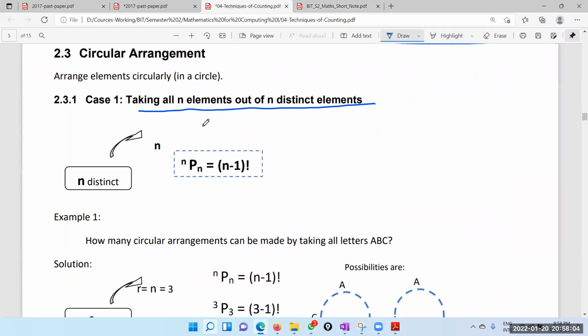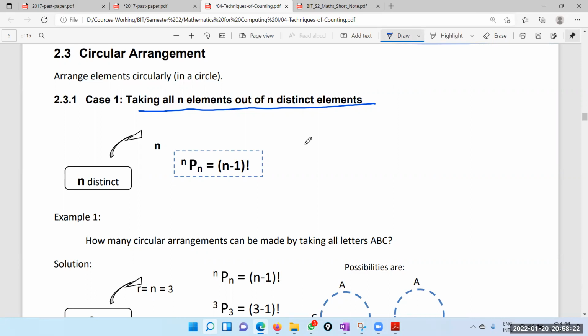Right. So circular arrangement. Say we have n distinct elements and we are going to arrange them in a circular manner. So the answer is again nPn but circular: factorial n minus 1. Earlier it was factorial n.